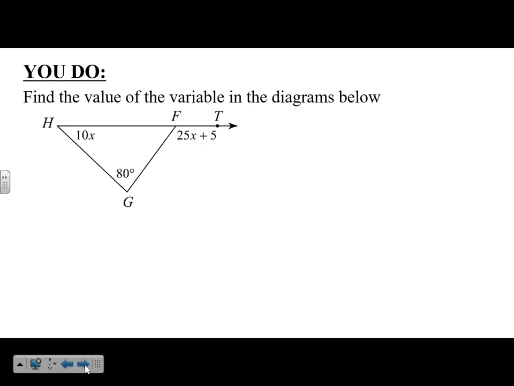And this last one, again, we have these two added together is equal to 25x plus 5. Can't really combine like terms in this one, so subtract 10x.